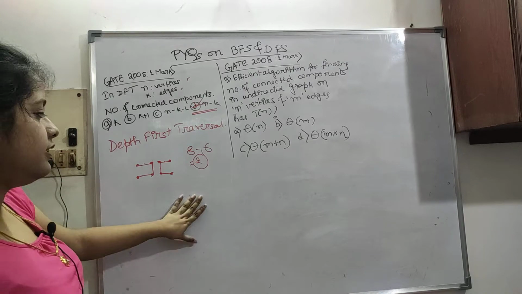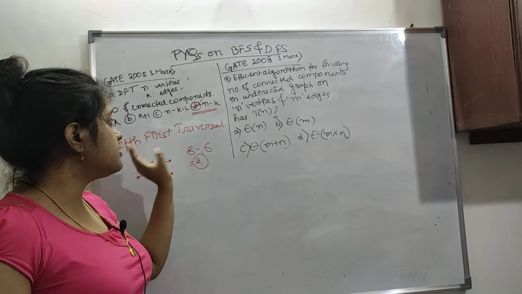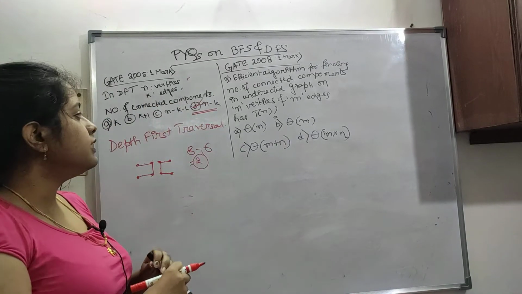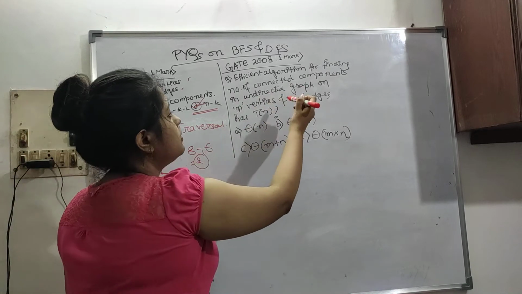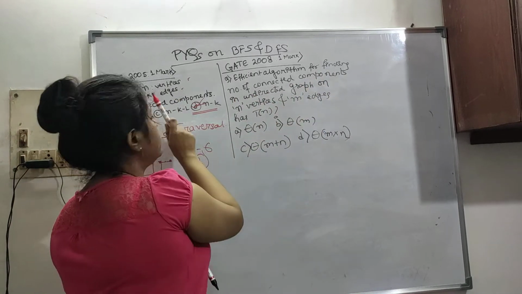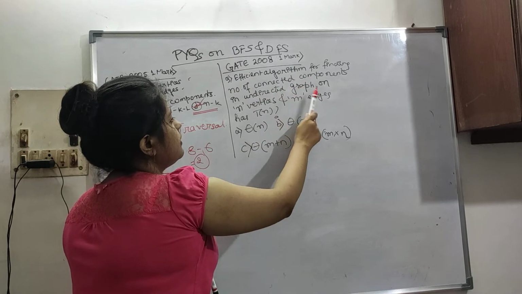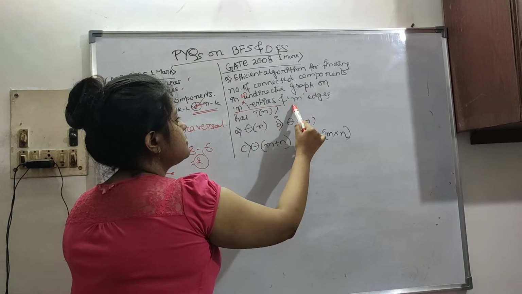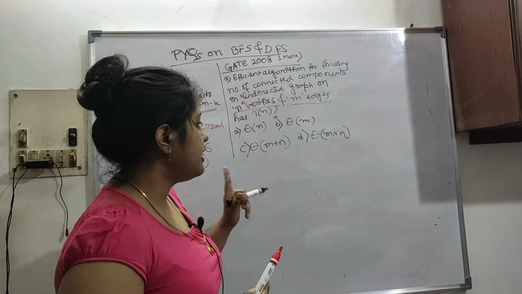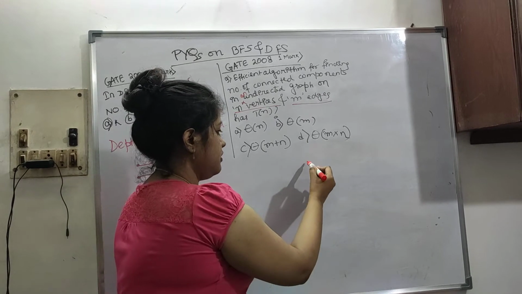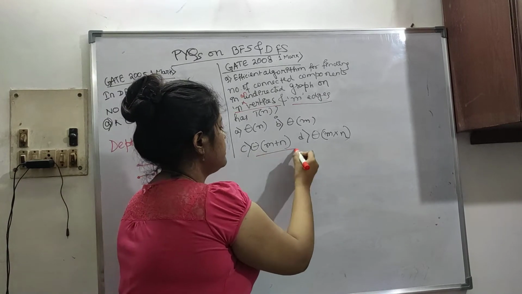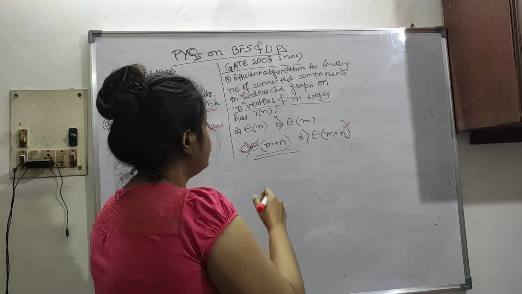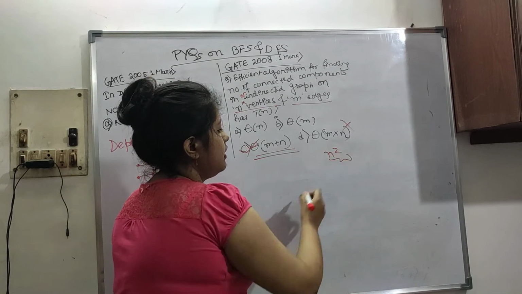I have just taken an example and done it this way, but in graph theory I will do more about it. Okay, so now let's come to our second question. Efficient algorithm for finding the number of connected components in an undirected, not directed, graph on n vertices, m edges. Previously I have told you that the efficient way is always m plus n.